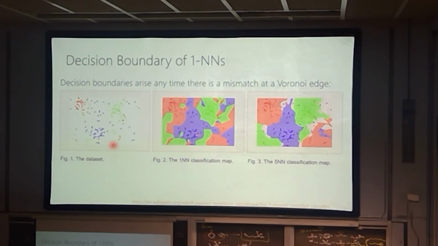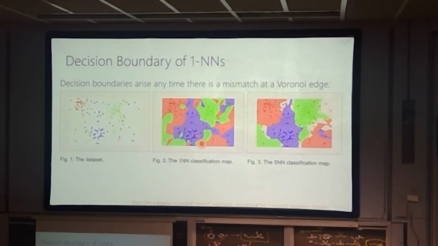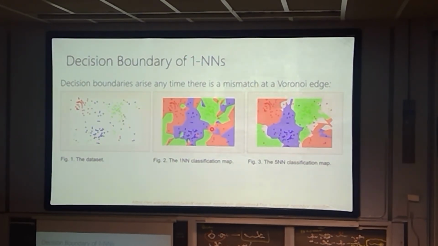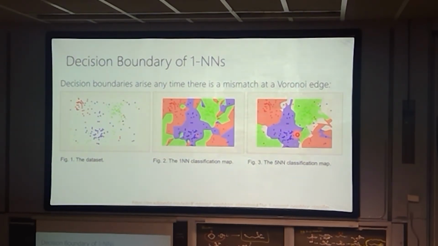In this case, I have an example with 3 different classes, and I do a Voronoi tessellation, and everywhere there's a mismatch in color, that is the decision boundary for one nearest neighbor, right? It literally comes from the definition of one nearest neighbor. If I go to a higher number of neighbors, I cannot use that exact same argument, but I can still compute them.